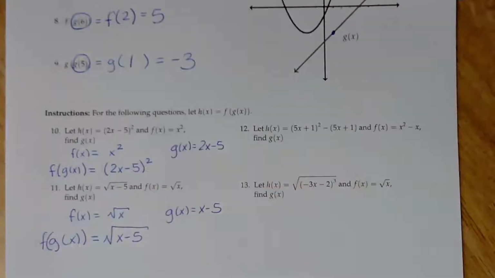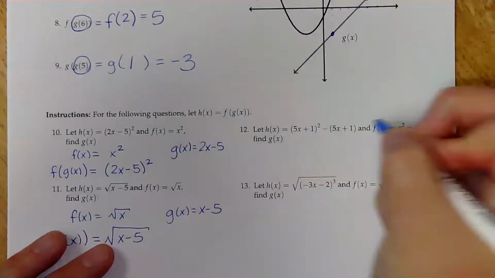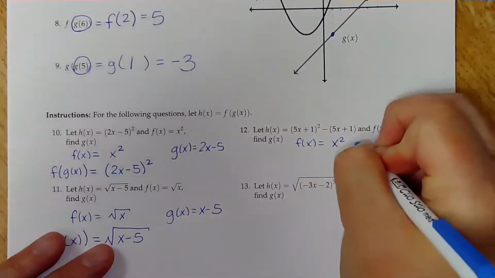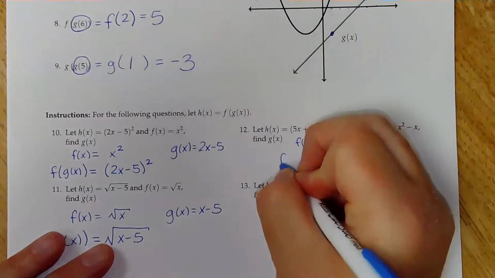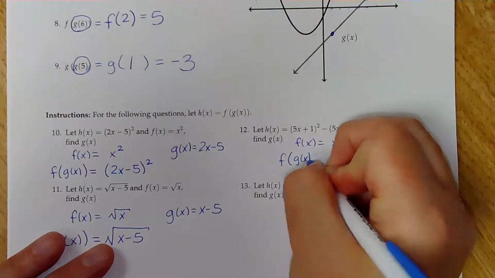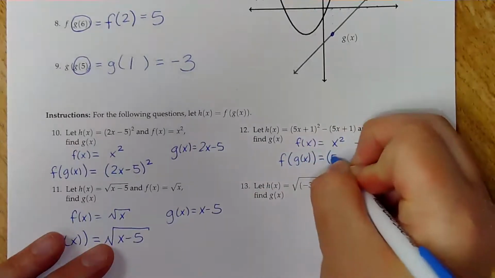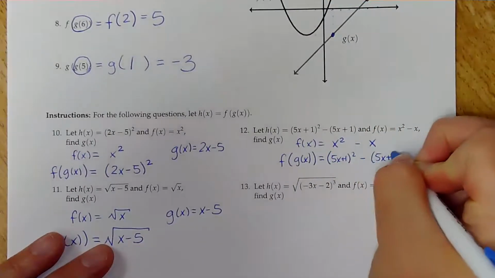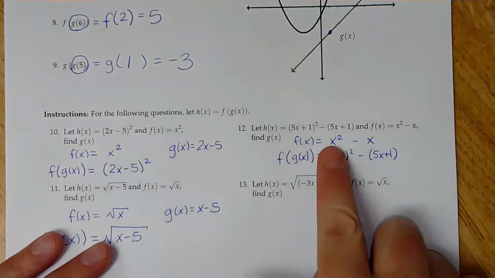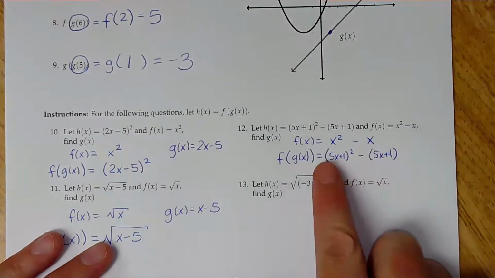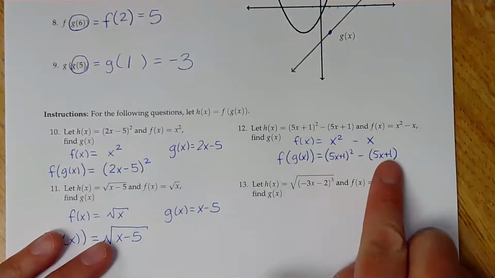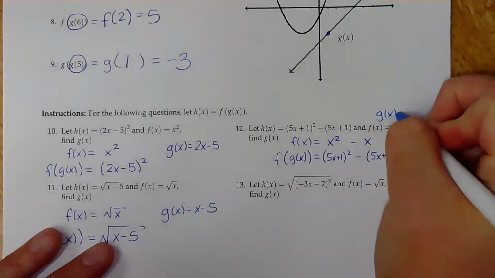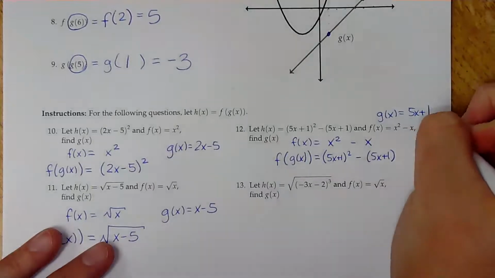All right, so number 12, my f of x here is x squared minus x, and my f of g of x is 5x plus 1 squared minus the quantity 5x plus 1. So what did they replace these x's with in here? Well, they replaced those with 5x plus 1, so that's our g of x. g of x is 5x plus 1.